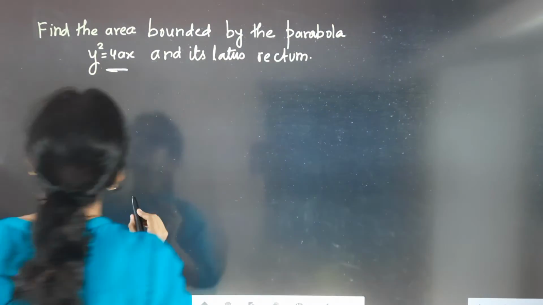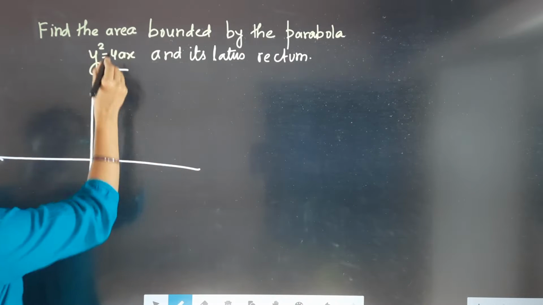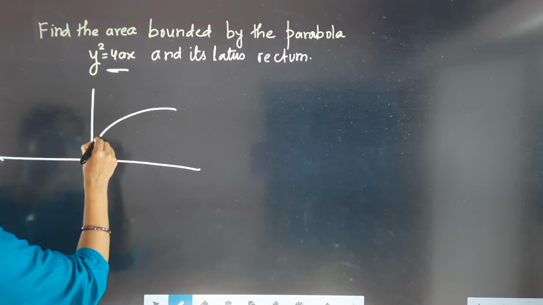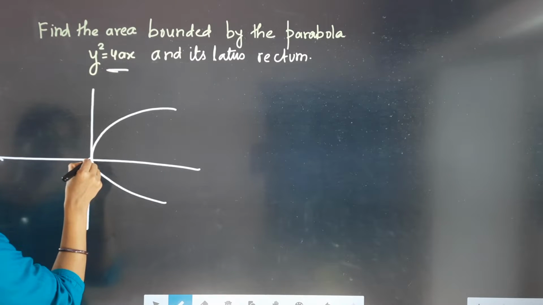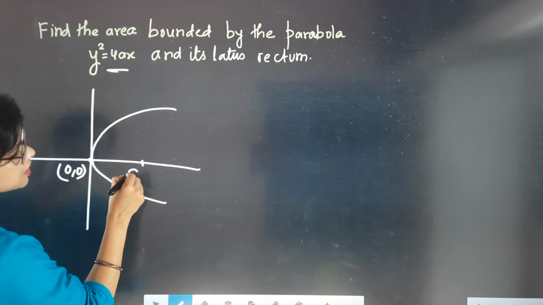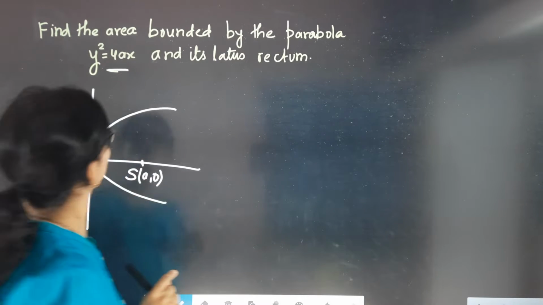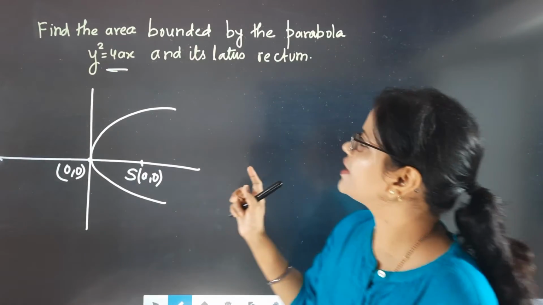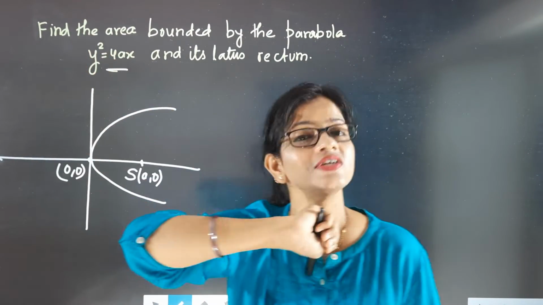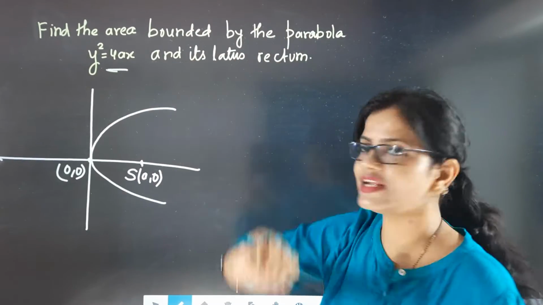So now drawing the rough sketch. Rough sketch of the parabola for y square equal to 4ax: the parabola vertex will touch the origin. Another important point here is this will be the focus, so the focus point will be a comma 0. Now another important point here is it is bounded. Exactly in the question it is given that find the area bounded by the parabola and its latus rectum.